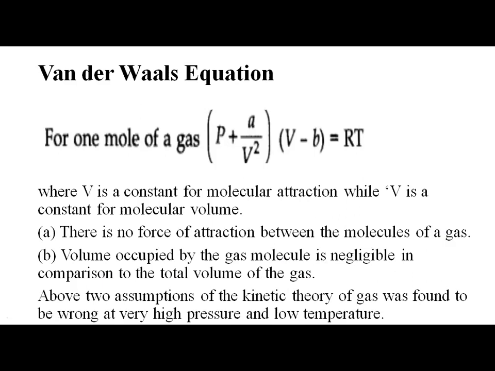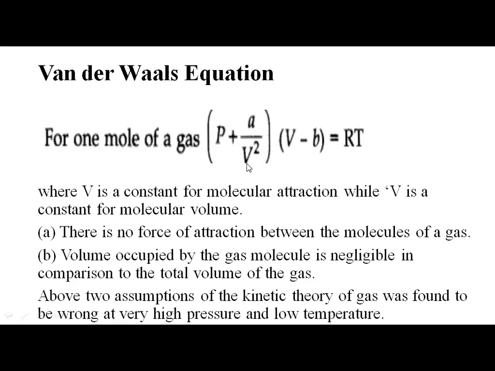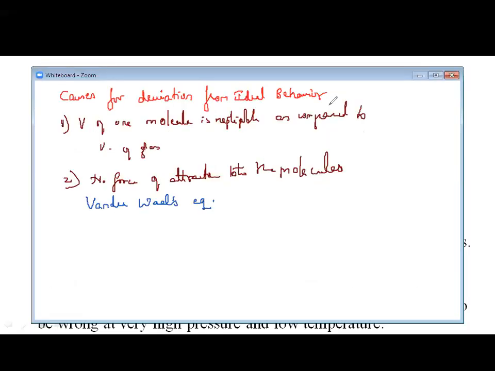And what did van der Waals do? He gave this equation. Now let us try to understand what it is all about. To rectify the errors caused by ignoring the intermolecular force of attraction and the volume occupied by the molecules, van der Waals modified the ideal gas equation.